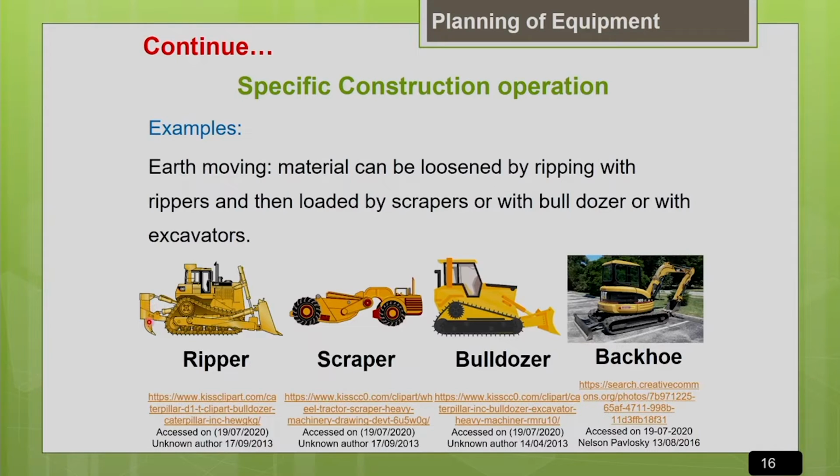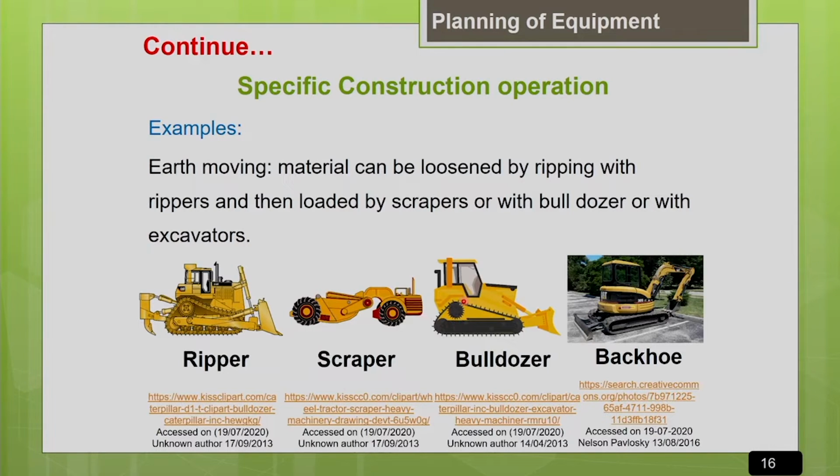I can use a ripper first, then after that I can go for a scraper. After loosening the earth with the ripper, I can go for this scraper, which is also an earth moving operation, which can cut the earth and load it into the bowl. So before cutting the earth with the scraper, if you are using the ripper, the job of the scraper will be very easier. Its productivity will increase. Okay, so I can go for a combination of ripper and the scraper. This is one option possible.